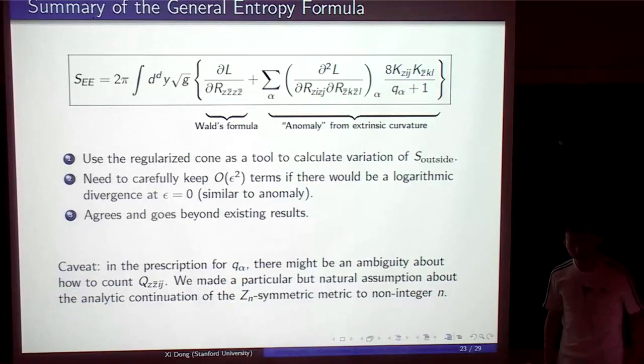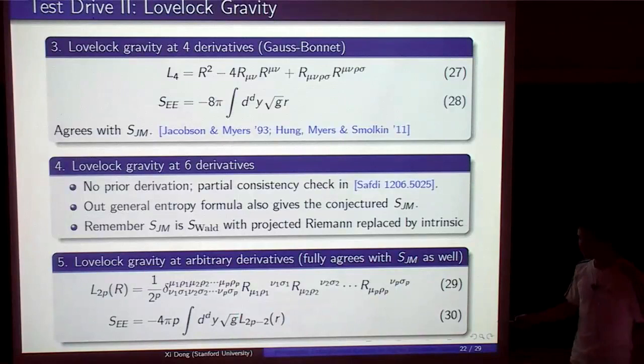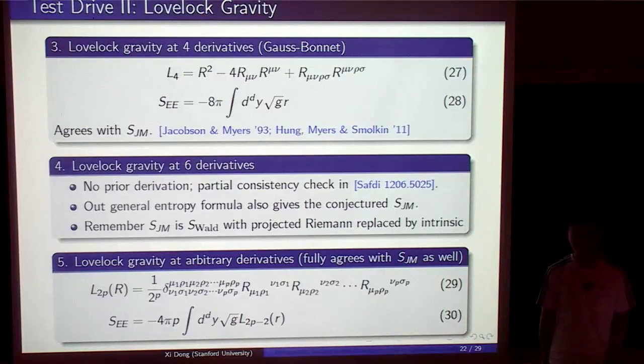Could you remind us what the Jacobson-Myers description is? It is this. That's for Lovelock, though. It is always for Lovelock. Jacobson-Myers can only be applied for Lovelock. So unfortunately they don't have anything for non-Lovelock theory. It looks like you could derive their prescription. Yes, precisely. The formula completely reproduces that in the case of Lovelock gravity.